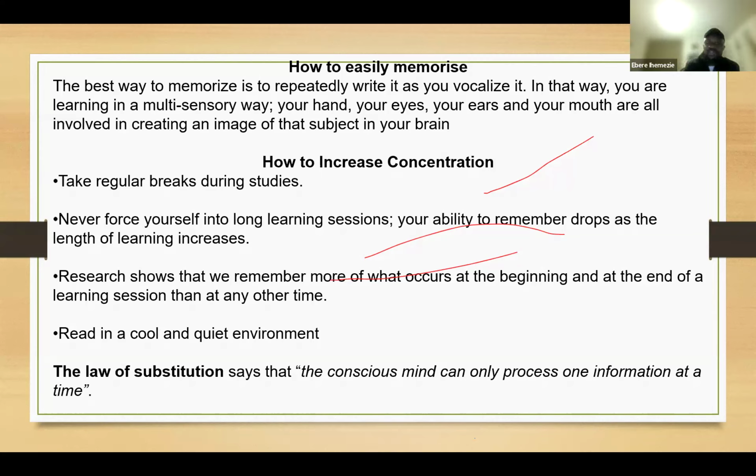How do you increase concentration as a student? One of the things I do is, whenever I study, I take regular breaks.